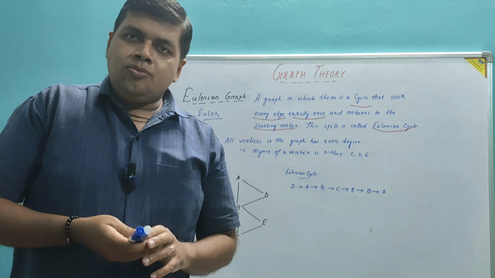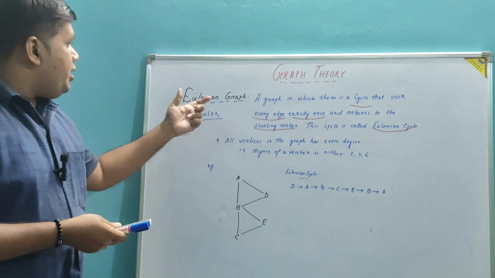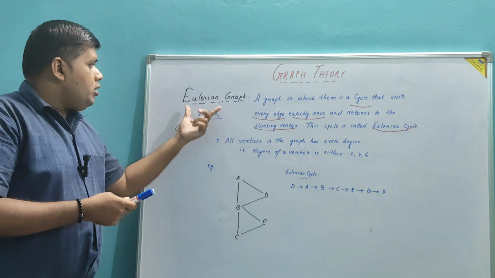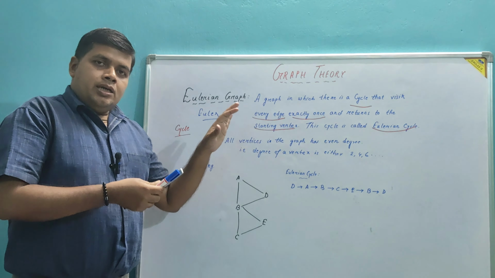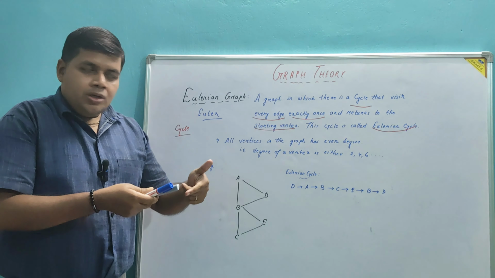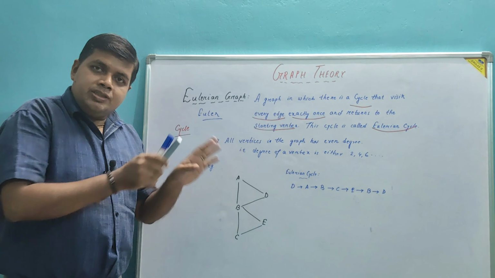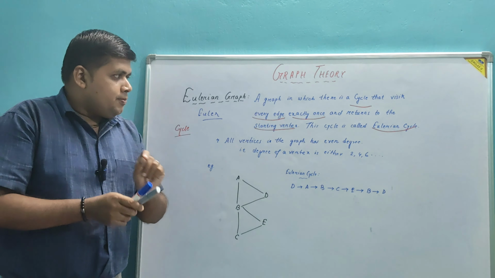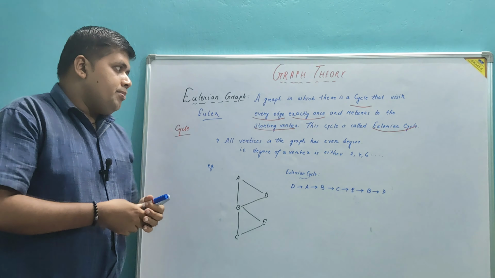In this video, we will be looking into another very important type of graph, which is called Eulerian graph, also called Euler graph. So what is a Euler graph? It is a graph in which there exists a cycle in which every edge is visited exactly once and returns back to the starting vertex.